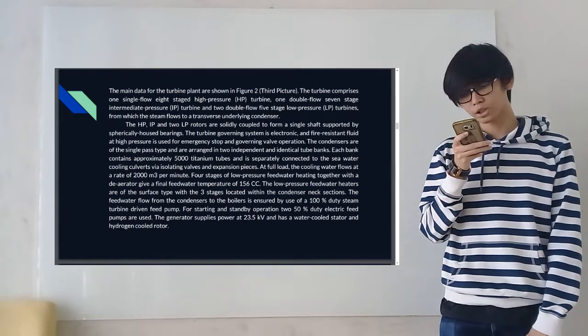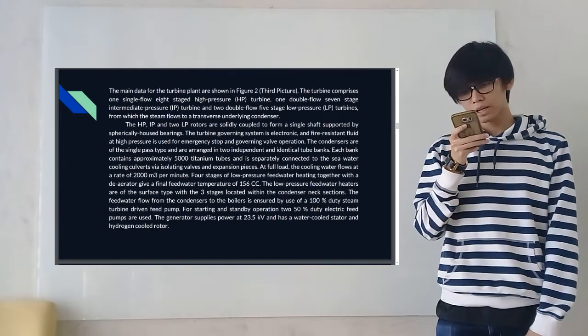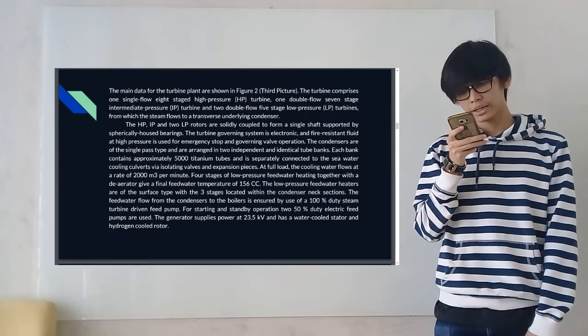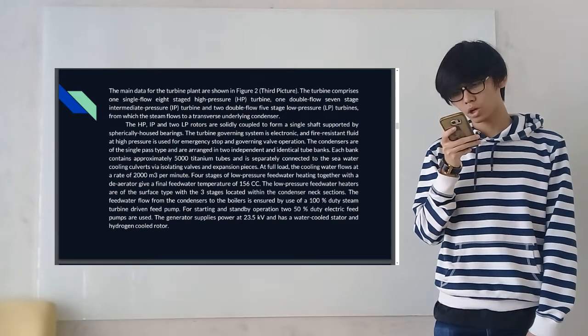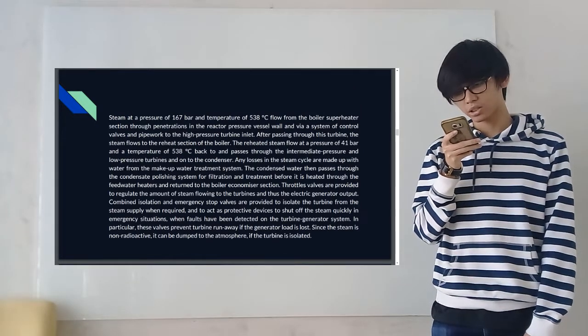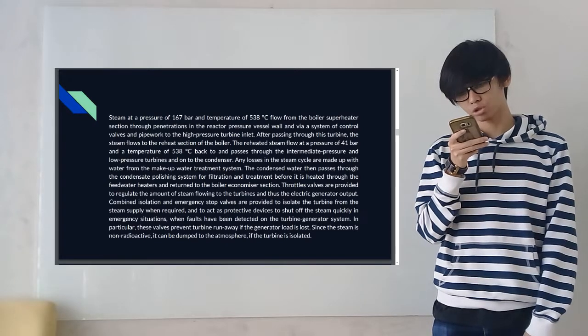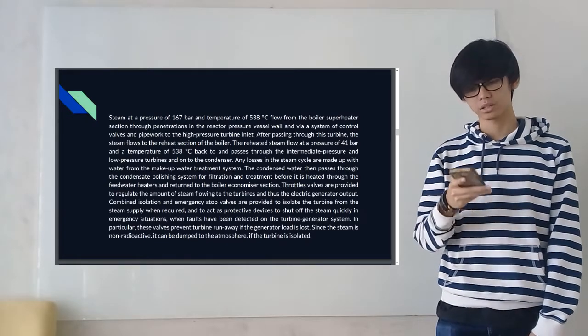Now, the main data for the turbine plant are shown in the next figure. The turbine comprises one single flow, 8-stage high-pressure turbine, one double flow 7-stage intermediate pressure turbine, and two double flow 5-stage low pressure turbines, from which the steam flows to a transverse underlying condenser.